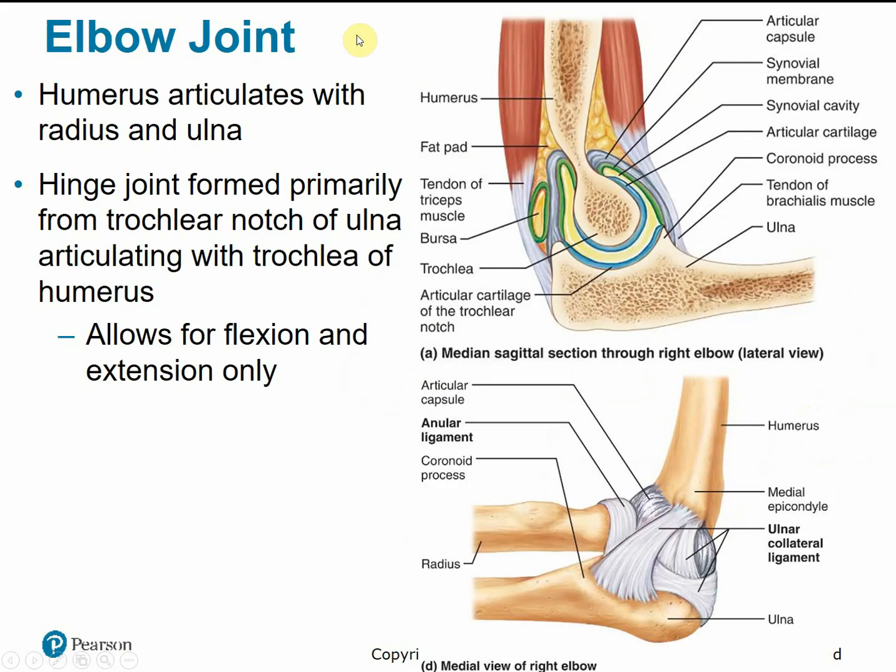The elbow joint is where the humerus articulates with the radius and ulna of the forearm. So it is a type of hinge joint formed primarily from the trochlear notch of the ulna and the trochlea of the humerus. So the trochlea goes in the trochlear notch. So we said hinge joints only have that one direction of movement, just like a door hinge. A door can only swing open and close. The elbow can only flex and extend.